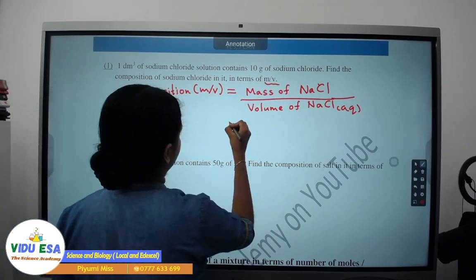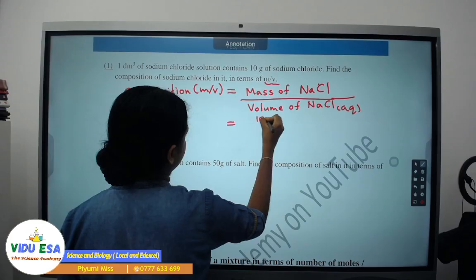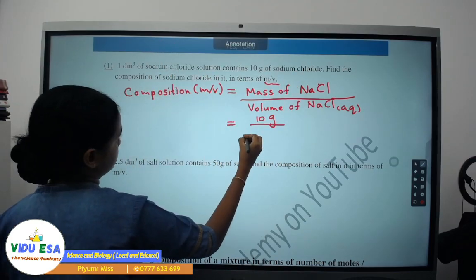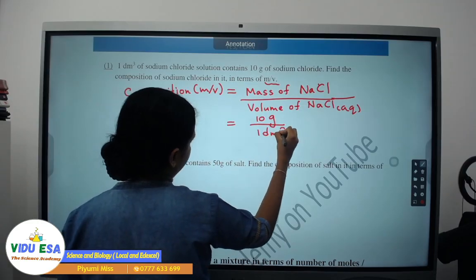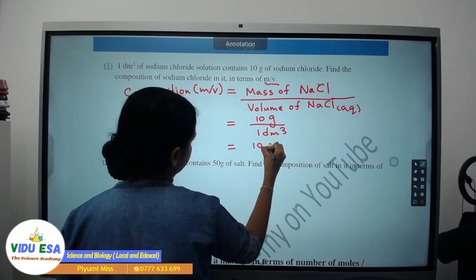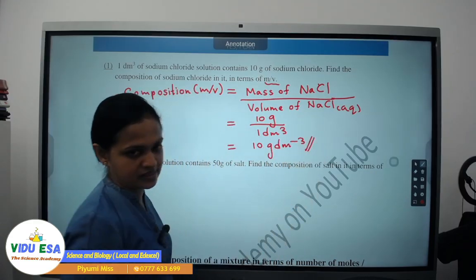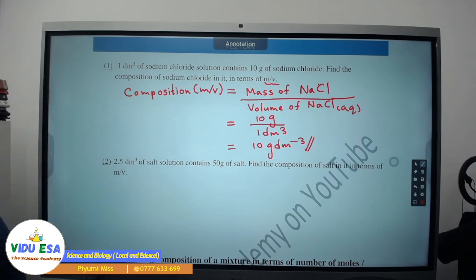The mass of sodium chloride is 10 grams divided by 1 cubic decimeter. So it is 10 grams per cubic decimeter. So don't forget to put the unit.